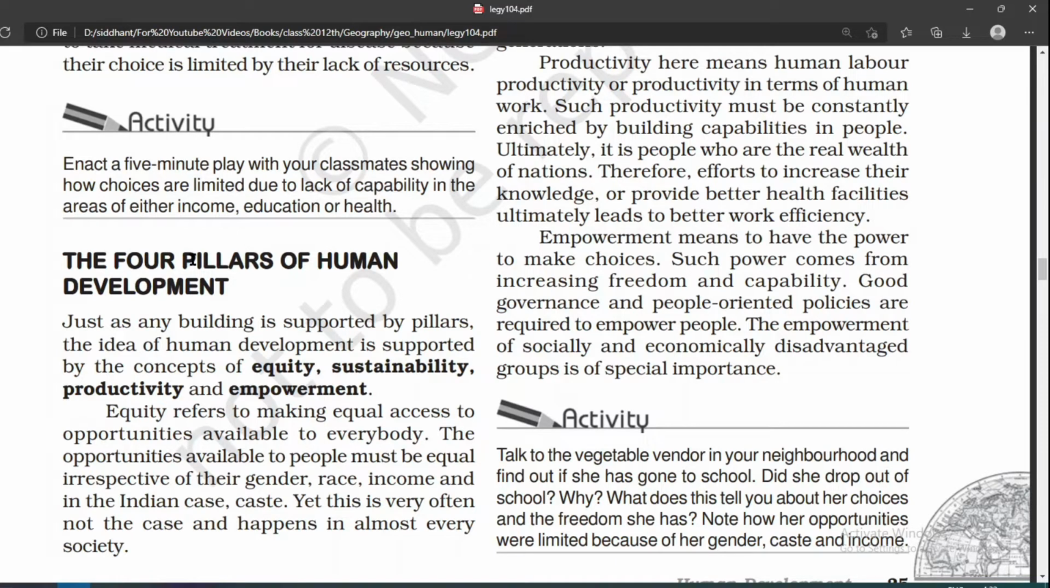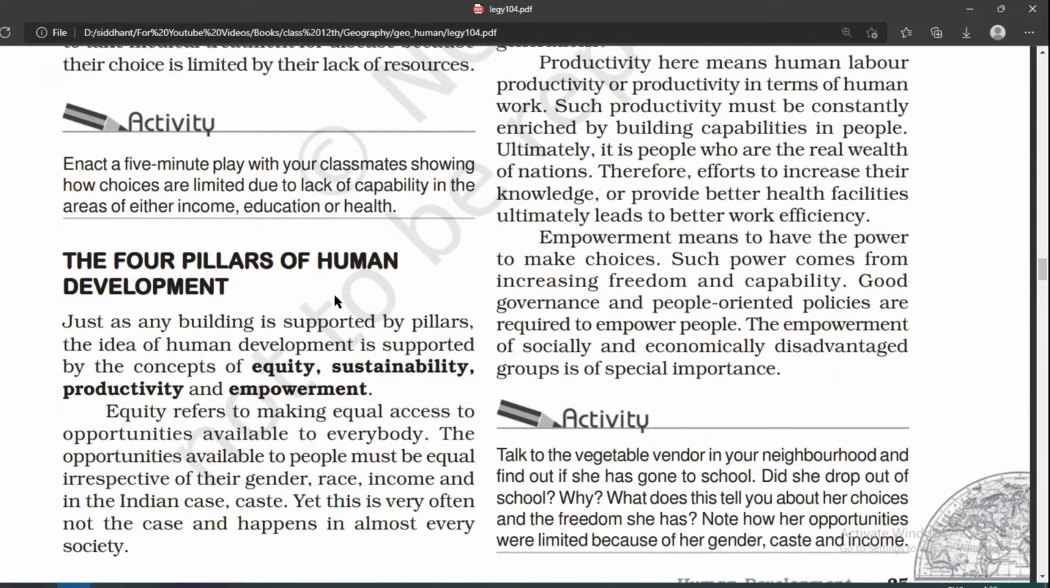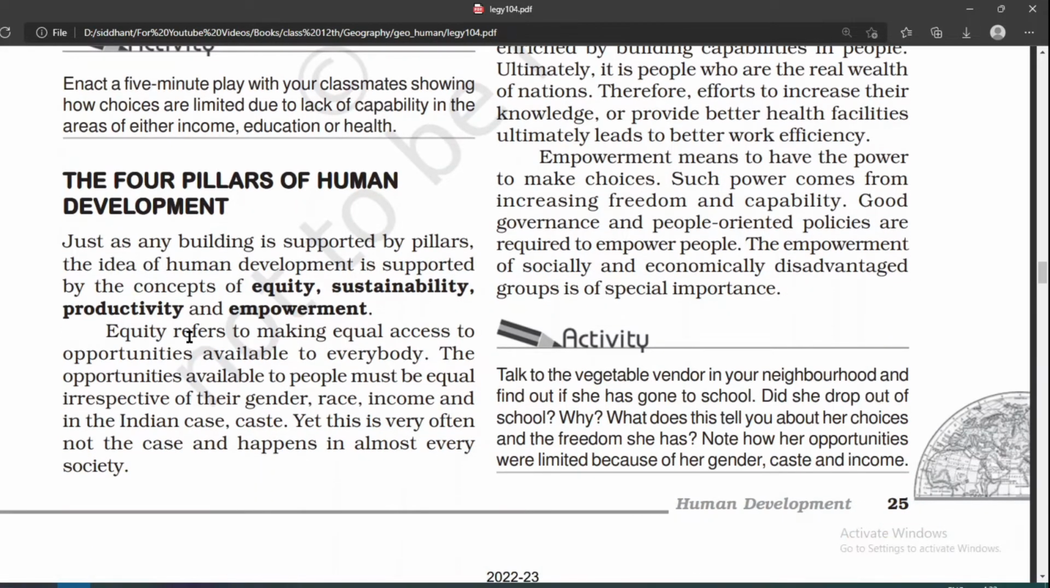The four pillars of human development. Just as any building is supported by pillars, the idea of human development is supported by the concepts of equity, sustainability, productivity, and empowerment. Equity refers to making equal access to opportunity available to everybody. The opportunity available to people must be equal irrespective of their gender, race, income, and in the Indian case, caste.